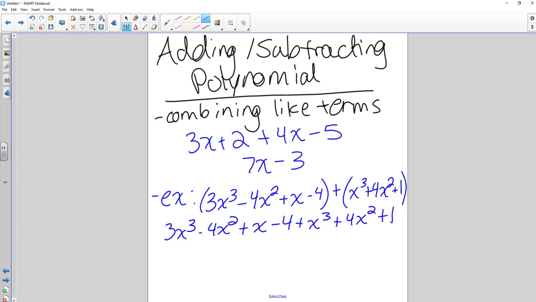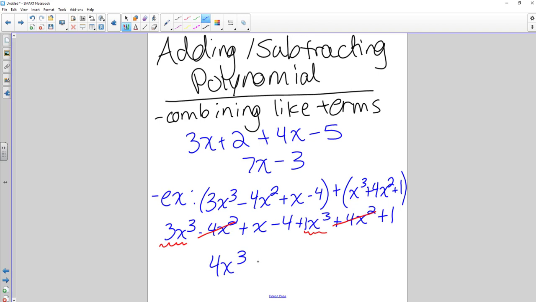So now I'm just going to go in order. My x cubes need to be combined. 3x cubed and x cubed. So remember, if there's nothing as a coefficient in front of x cubed, I could put a 1 there. So that means now I have 4x cubed. The x squareds, I have minus 4x squared and plus 4x squared. Those will become 0x squared, or think of it like it's canceled out.